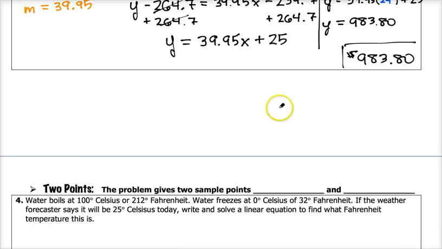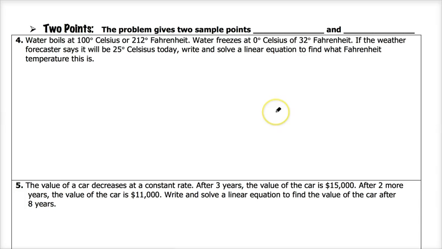Okay, moving on to the other types of problems in this video. So these are problems when we're given 2 points. If the problem gives us 2 sample points, we could say x sub 1, y sub 1, and x sub 2, y sub 2, then we will set up the problems as follows. Let's look at number 4. It says water boils at 100 degrees Celsius or 212 degrees Fahrenheit. Water freezes at 0 degrees Celsius, or, is what this should say, or 32 degrees Fahrenheit.